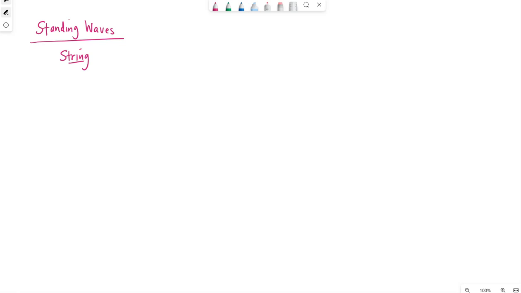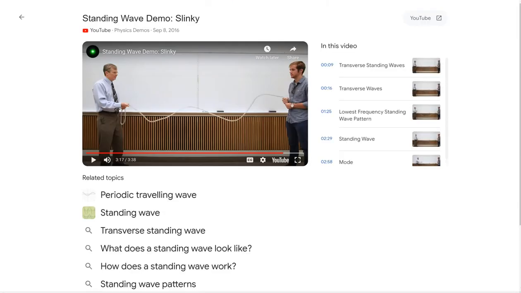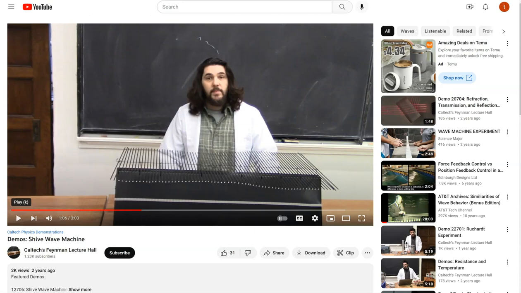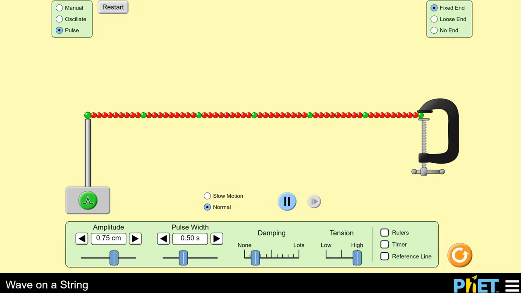So as a reminder, I want to come back to our demo, this wave on a string simulation. I'm going to create a pulse. That wave pulse, let me adjust here, get damping down. As the pulse is created, we know the speed at which the pulse travels depends upon the tension in this string and the linear mass density.